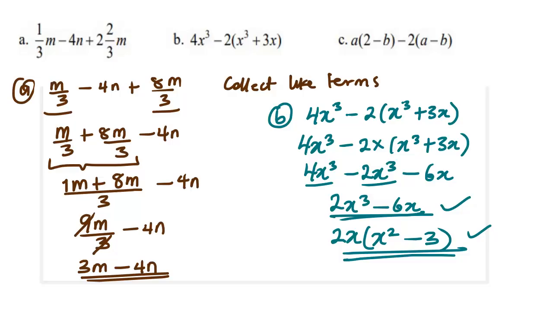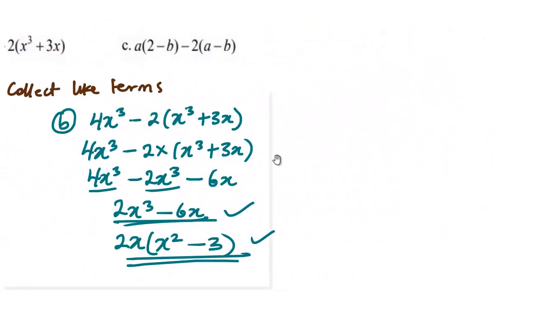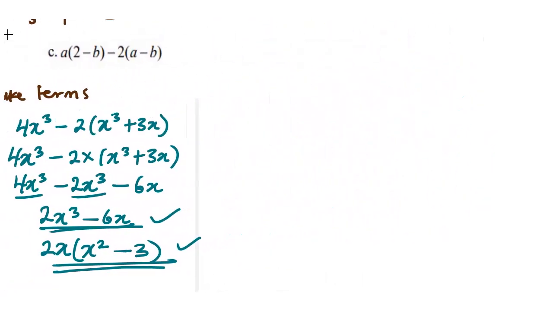Then for the third question, so the third question says A. Okay, let me come to this side so that I won't lose the question. We have a into bracket 2 minus b, then minus 2 into bracket a minus b. Now one thing you should know is that we still use the distributive property to open this bracket.